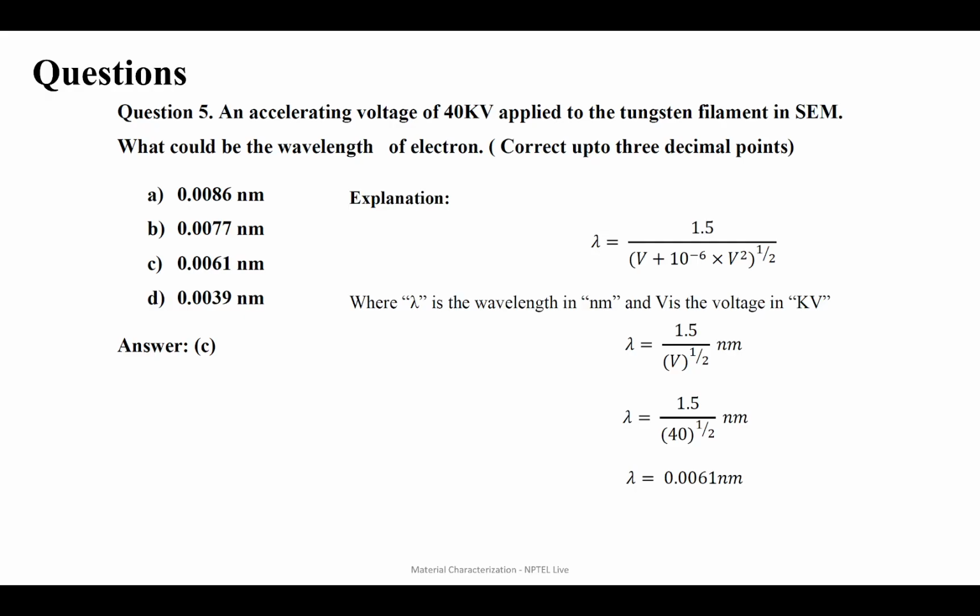So the answer is C. You have to use the formula lambda equals 1.5 by V plus 10 to the power minus 6 into V square, whole to the power half. If you put V equals 40 here, this second term is very, very small compared to the first value, so you can neglect it. It will just become this, and if you solve this, you get 0.0061 nanometers.